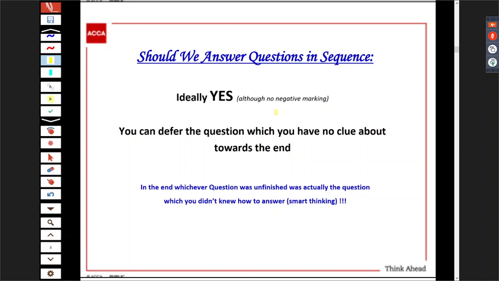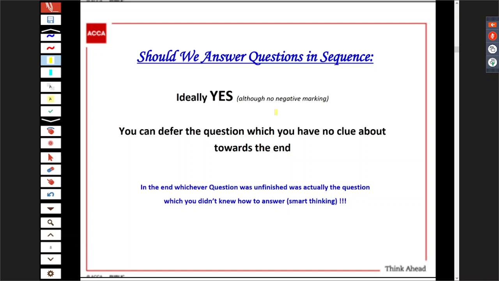Now, another favorite question: should we answer questions in sequence? Ideally, yes. Although there is no negative marking, the examiner is still quite sensitive about the sequence. Every examiner report complains about sequence, but of course they cannot deduct marks because, as of now, there is no negative marking for not following the sequence. But ideally, yes, don't try to mess with the examiner.